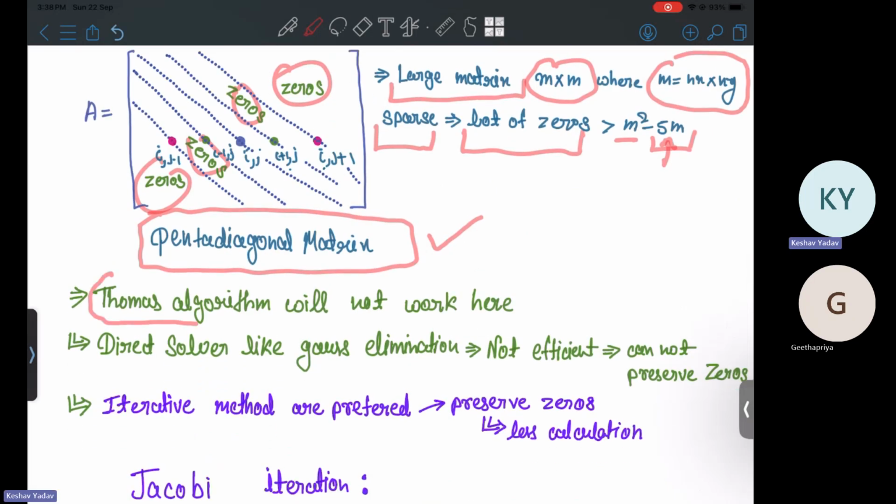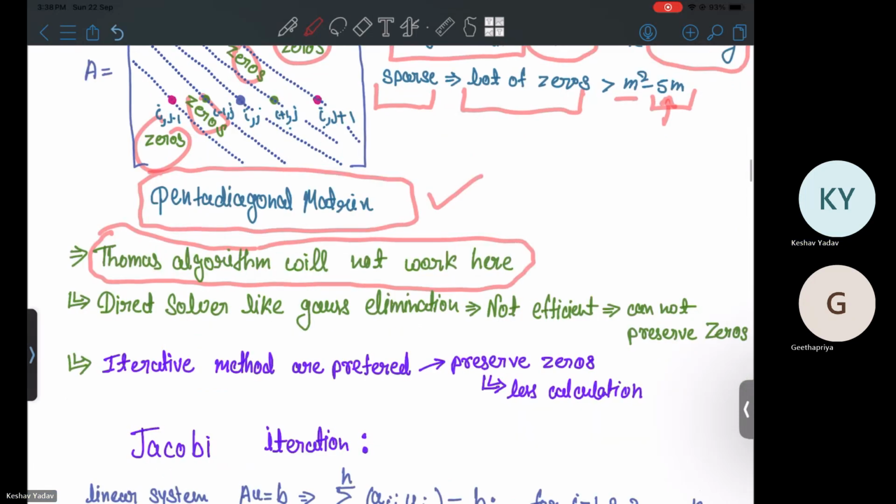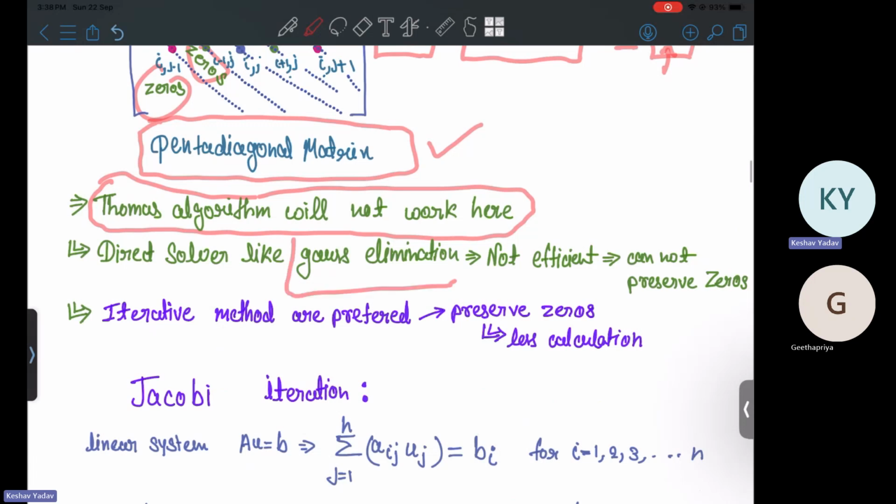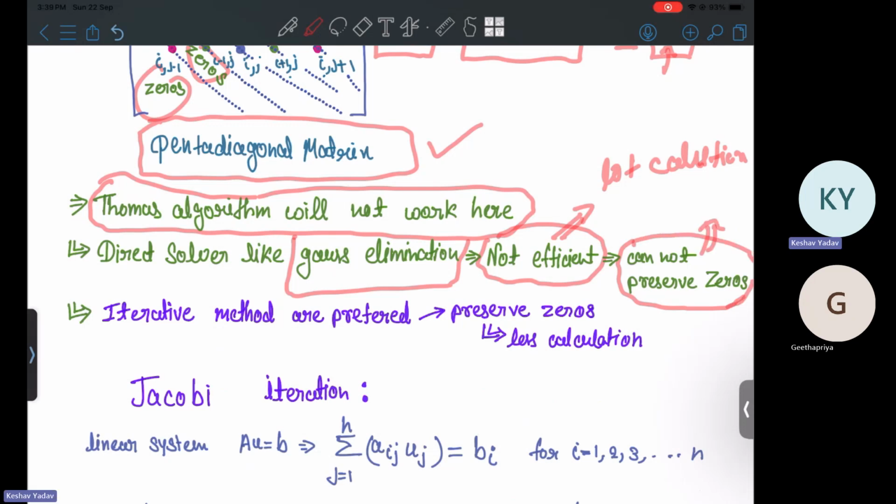So the tridiagonal system solver, which is the Thomas algorithm, we cannot use to solve this problem. The direct solvers, Gauss elimination like solvers, we can use, but it is not efficient. Why not efficient? Because it involves a lot of calculations, and also there is one major drawback, that it will not preserve the zeros.